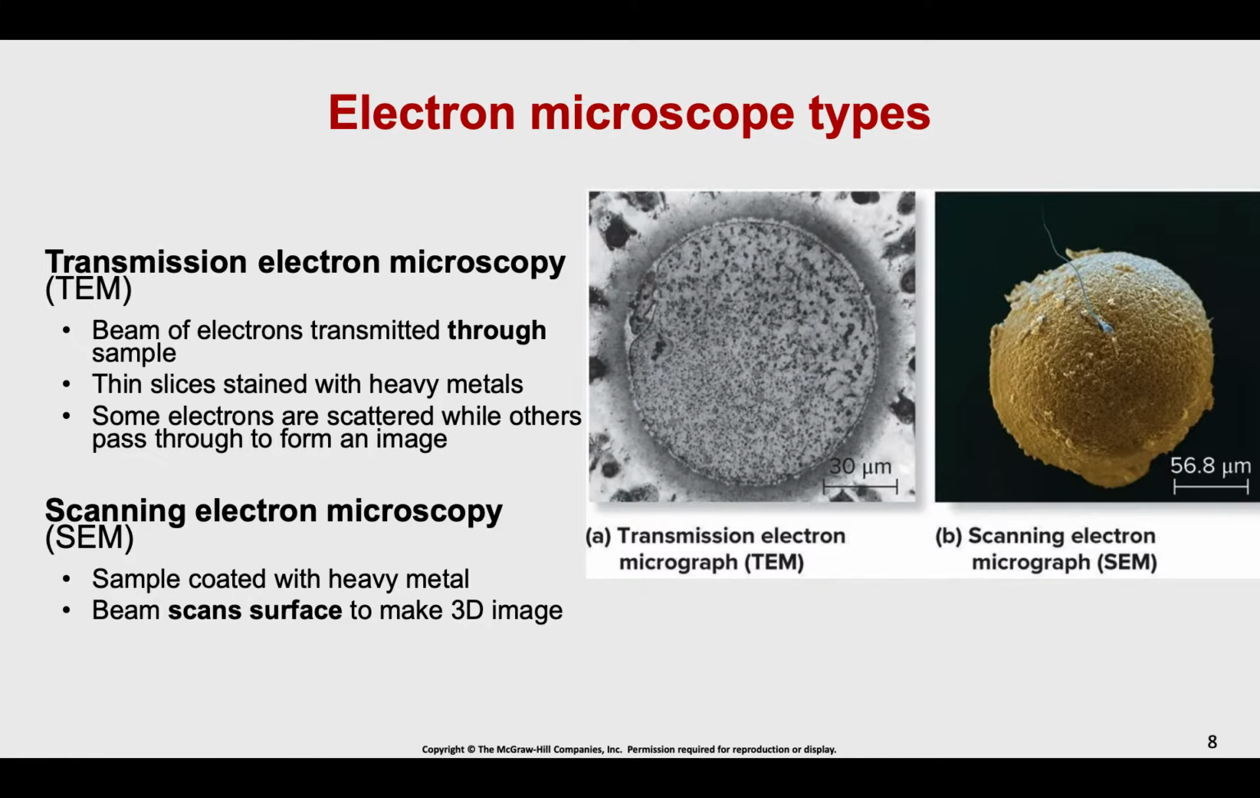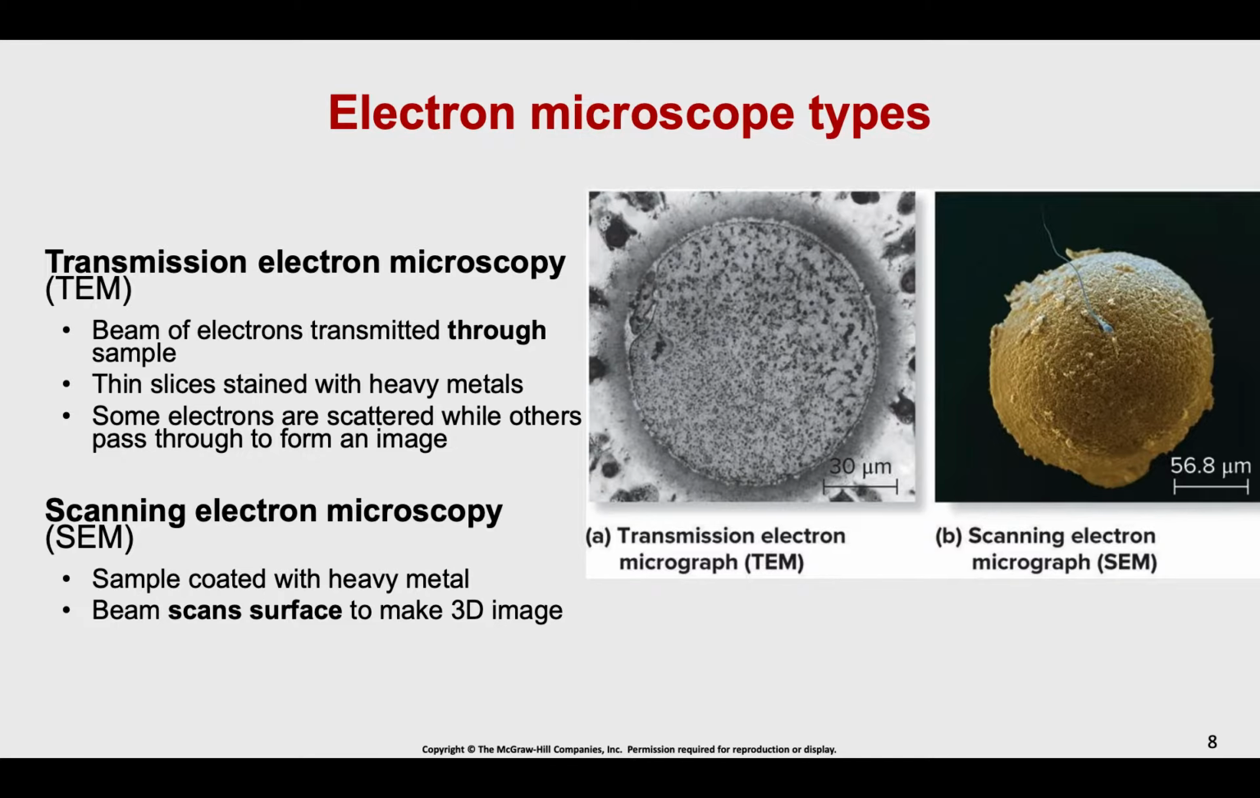These samples are normally laced with heavy metals. Those heavy metals are going to deflect electrons back and help give us this image that we're looking at. So some electrons are going to be scattered, while others are just going to pass through, and that creates our highly detailed image. They're normally cross-sectional. We have a very good image, but electron microscopy is very expensive, and we cannot do this on a living cell. The cell is going to be dead at this point.